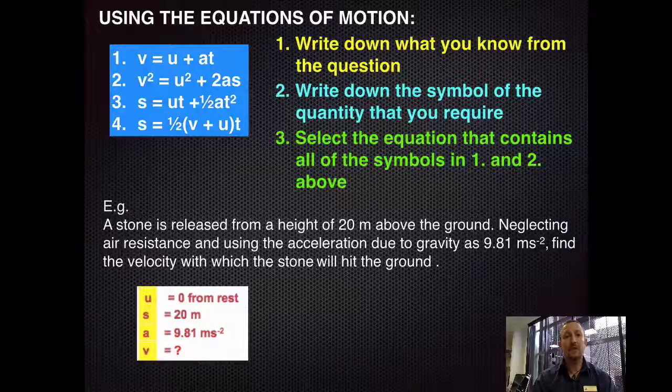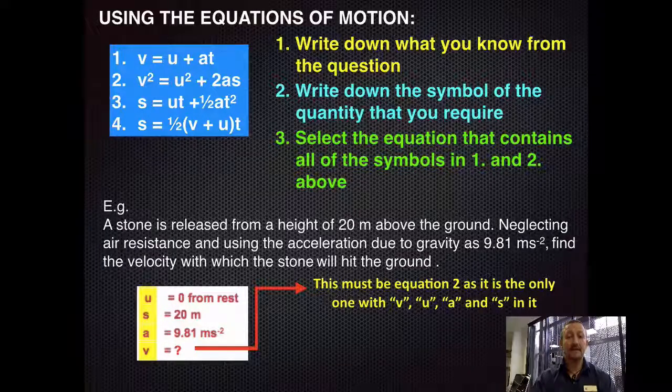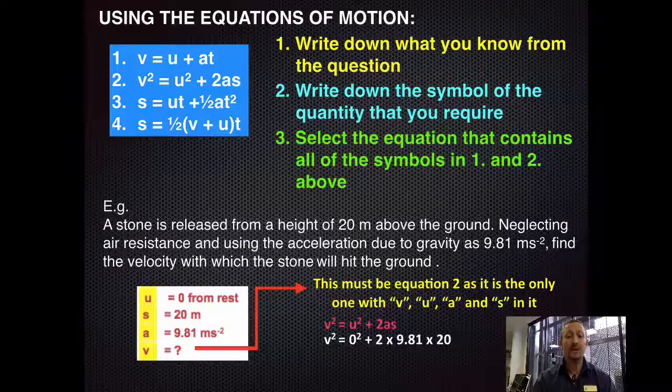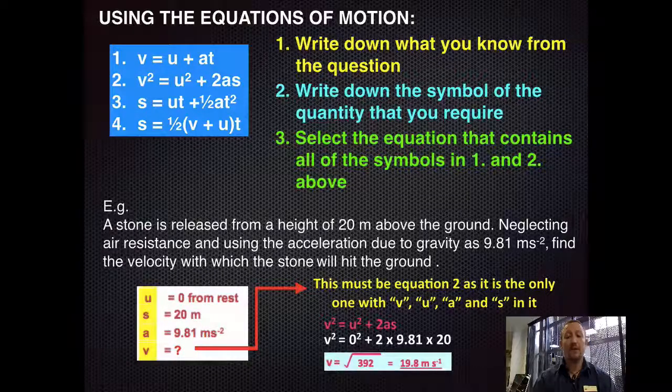So going to my blue box at the top, I choose the correct equation that has U, S, A, and V in it. And in this case, we end up with V squared equals U squared plus 2AS. I then substitute into the equation and solve, and I end up with 19.8 meters per second. So it's a very straightforward process. Always logically write down what you know, what you were trying to find, select the correct equation, and then process the data. If you follow this in each situation, you won't go wrong.